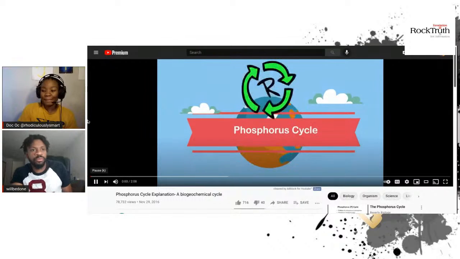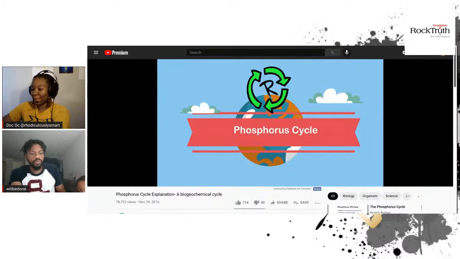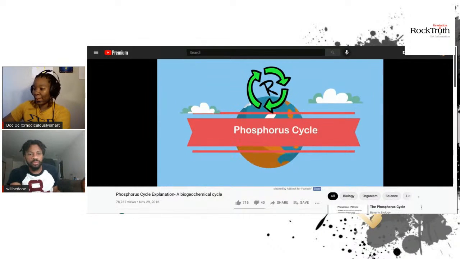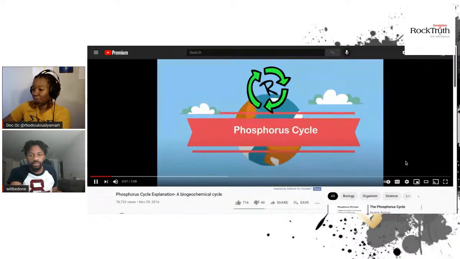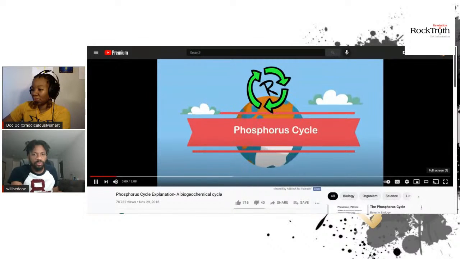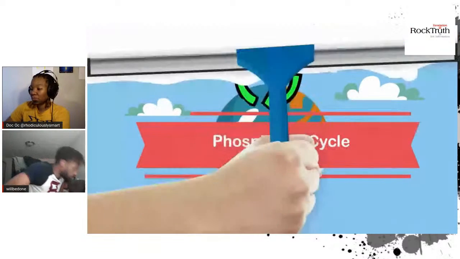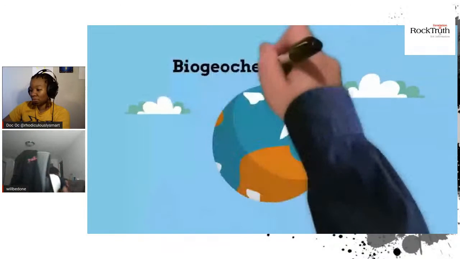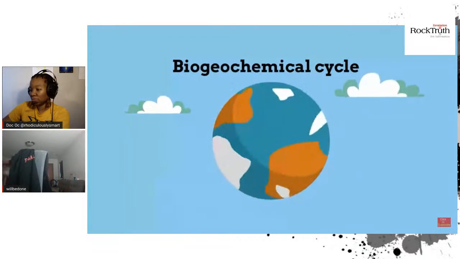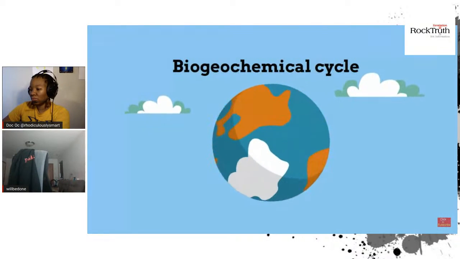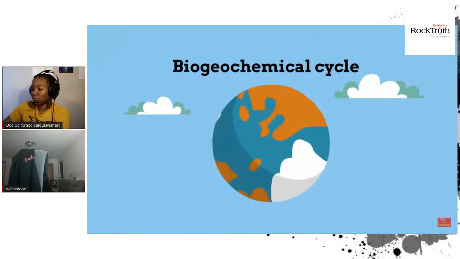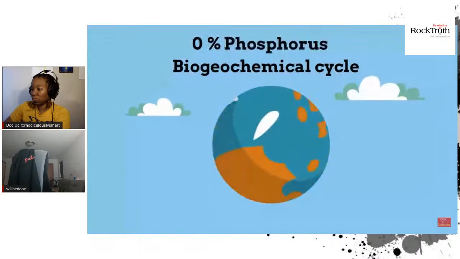Welcome to Moo Math and Science. In this video, I'd like to talk about the phosphorus cycle, along with water, carbon, and nitrogen. Phosphorus also has a biogeochemical cycle. However, it is different in one way. Phosphorus is not found in the atmosphere.